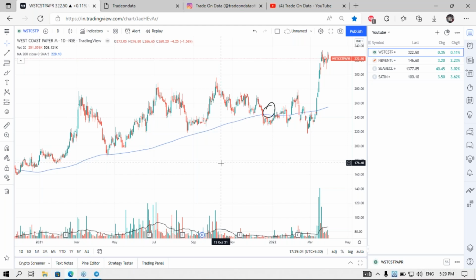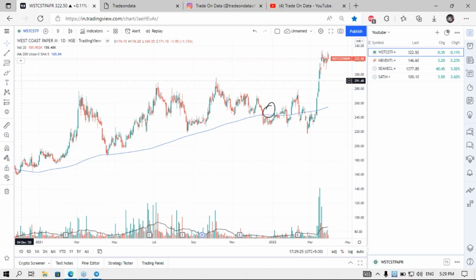Let me give you some basic examples of moving average. There is a crossover, which means whenever one moving average crosses another. Whenever the 200 moving average is crossed by the 50 moving average, it's a golden crossover.